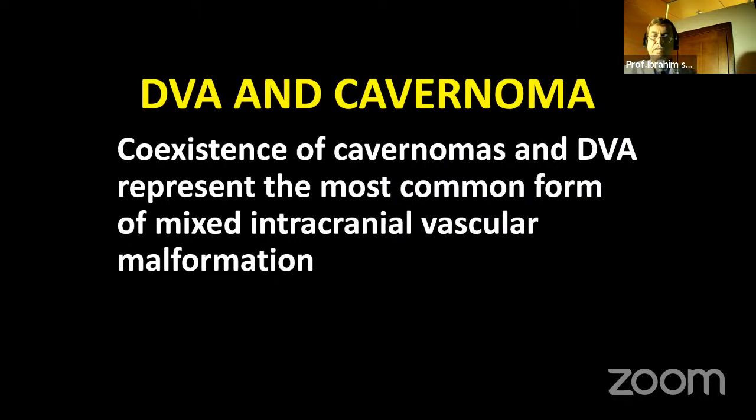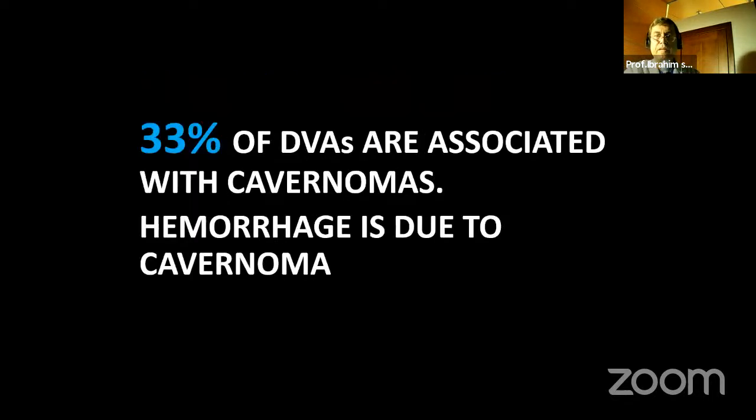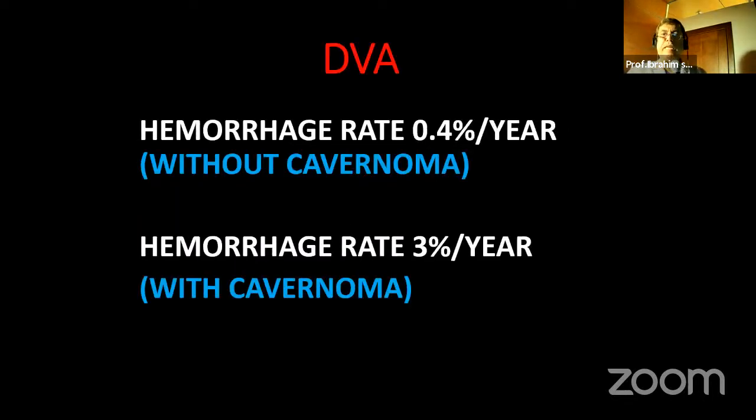So coexistence of cavernomas and DVA is the most common. 33% of DVAs are associated with cavernomas. And if you have hemorrhage when you have those two, the hemorrhage is not due to the DVA, it is due to the cavernoma. So you treat the cavernoma. What is the bleeding rate of the DVA alone and when it is associated with cavernoma? Alone, it's small, 0.4 per year, while if it is associated with cavernoma, it is 3% per year. So in 2 years, it is 6% and so on.